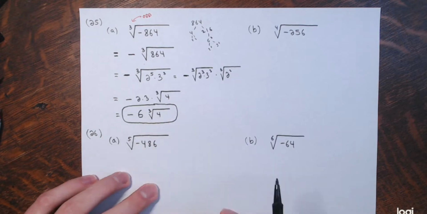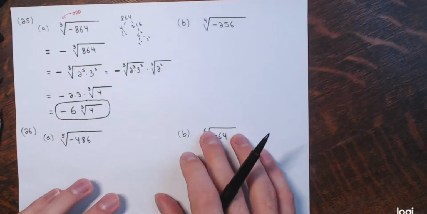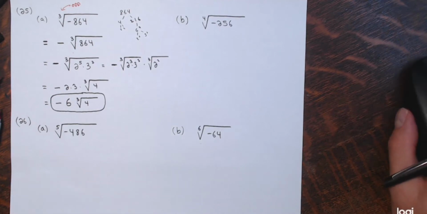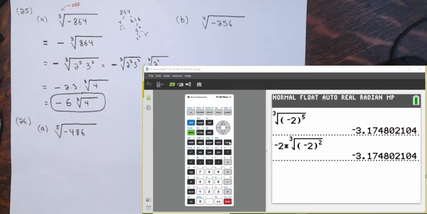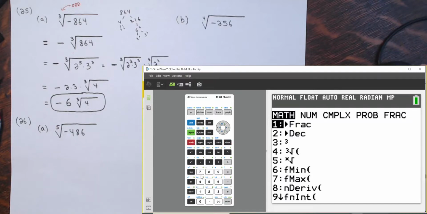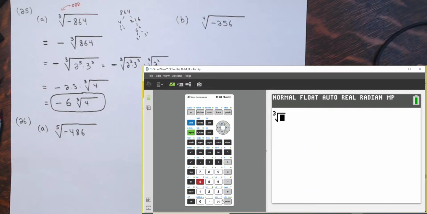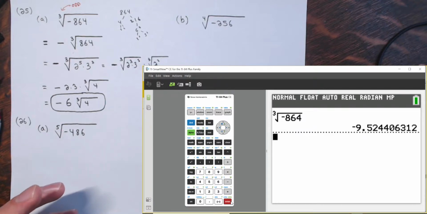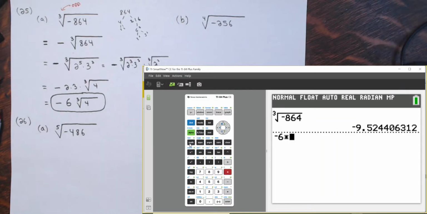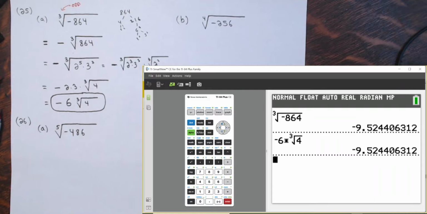And then once again, because it's been a little while, let me pull up the calculator. Let's just test this one real fast. Alright, so it's been a while. Let's do the cube root of negative 864. All right, getting this number here, a negative number, right? And now let's take negative 6 times the cube root of 4. And you're seeing it's exactly the same thing. Right, and that should be happening if you're doing all these correctly. All right.